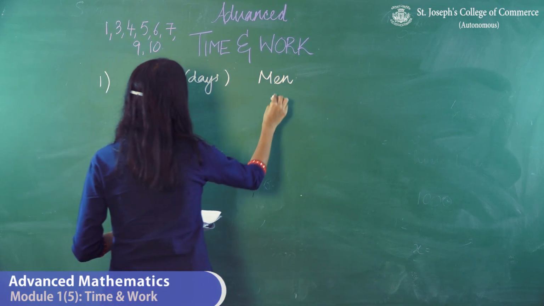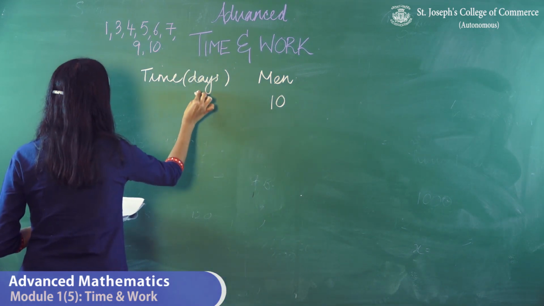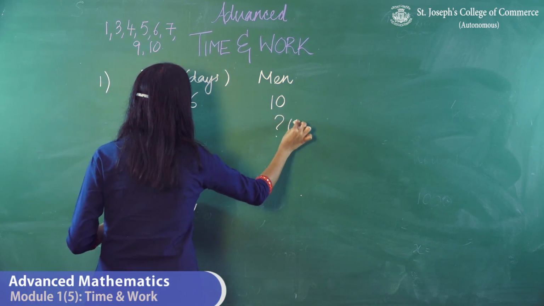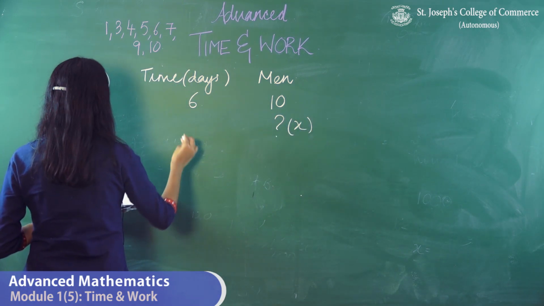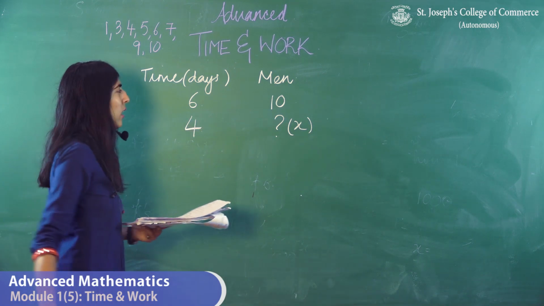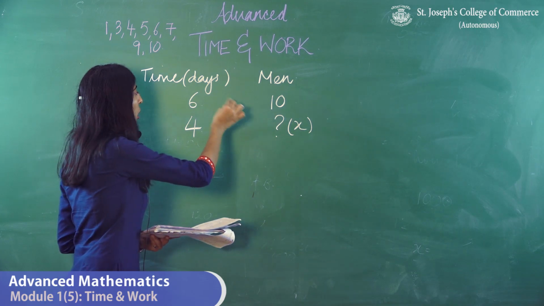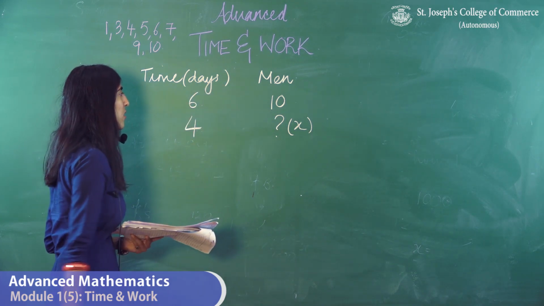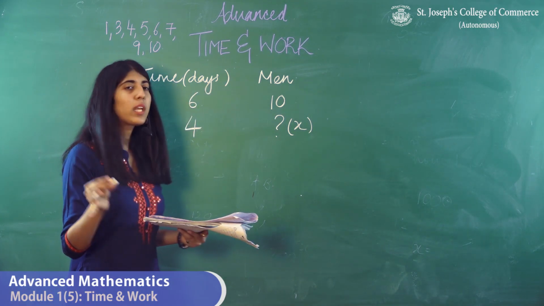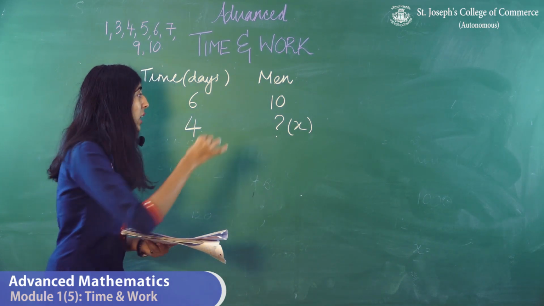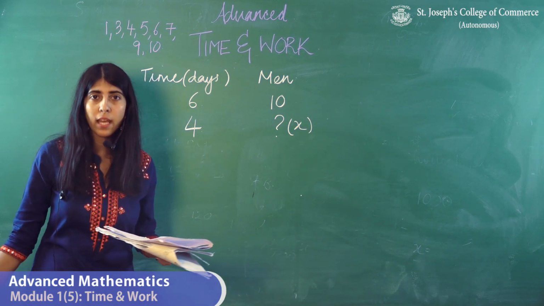So 10 men can do a job in 6 days. How many men are required to do the job in 4 days? Let's think of it practically. 10 men are already doing the job and they take 6 days to do it. You want the job to get completed in 4 days. That means naturally the number of men employed should be more than 10.